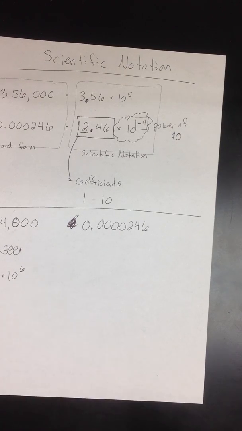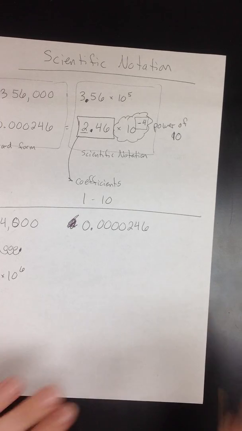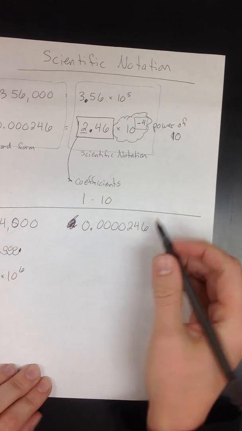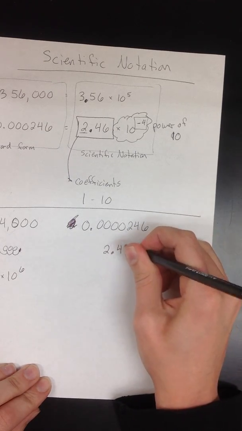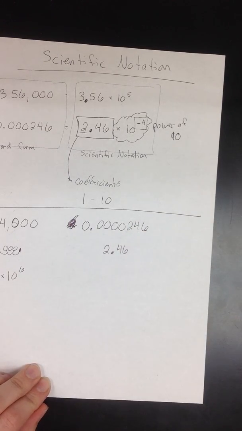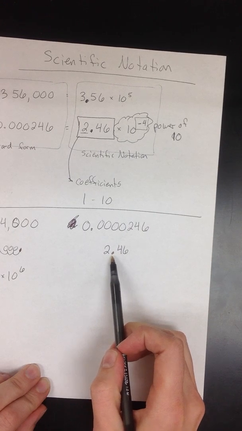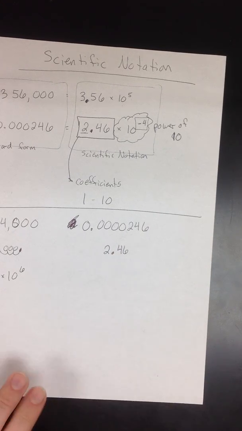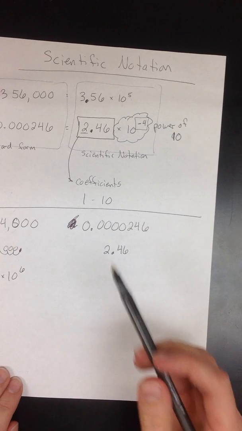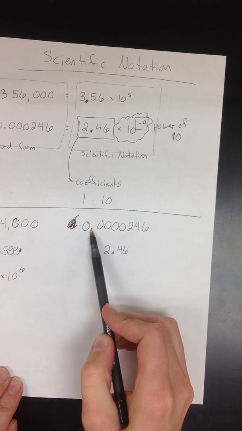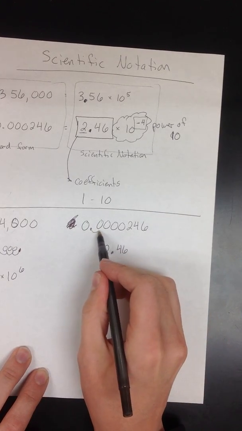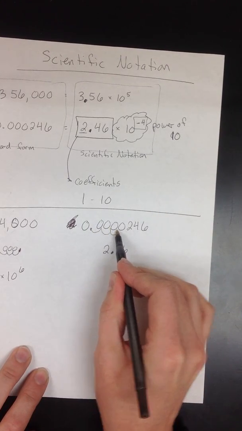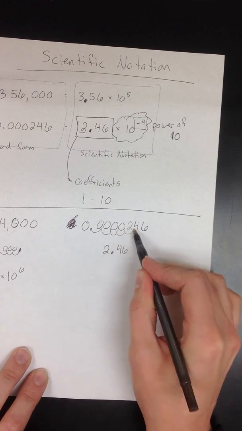I have a really small number. I want to write this in scientific notation. Again, I want my coefficient to be my first digit and then a decimal, and then the other digits that I need. This is between 1 and 10. And now I need to figure out how many times I move my decimal to go from here to end up here. So, 1, 2, 3, 4, 5 times.